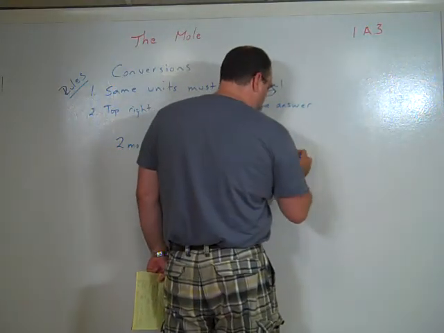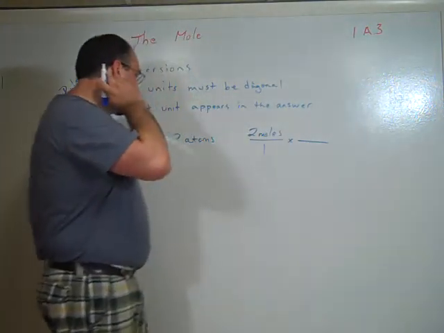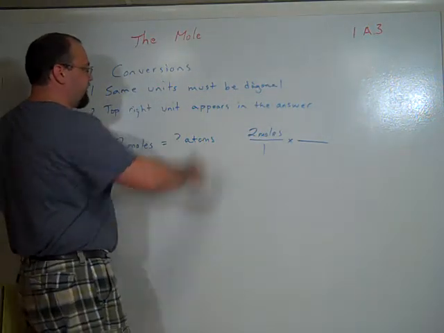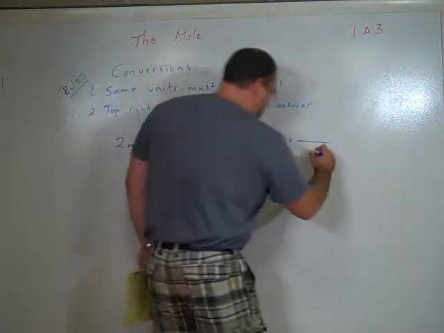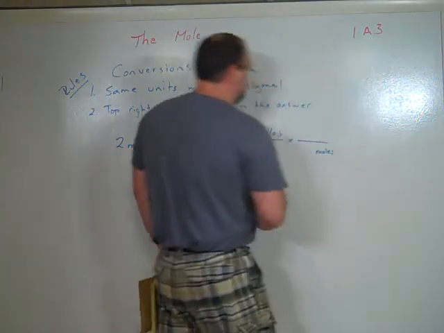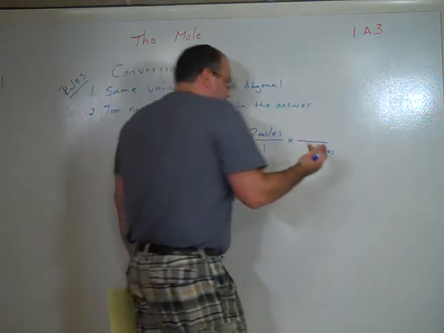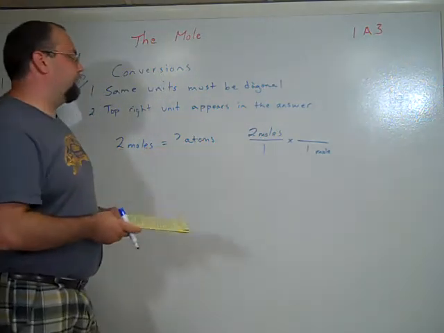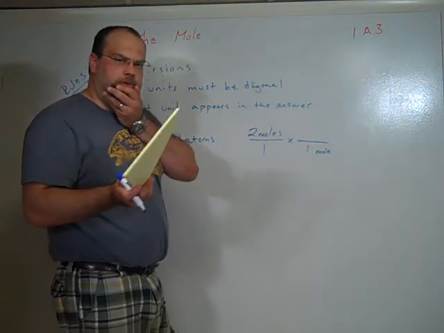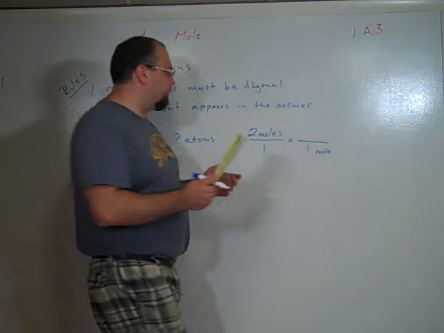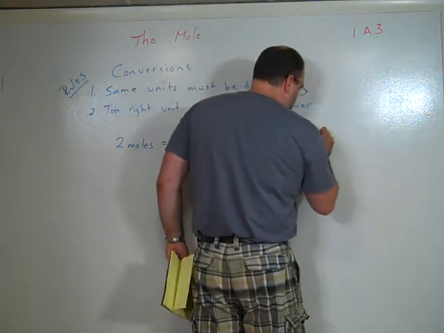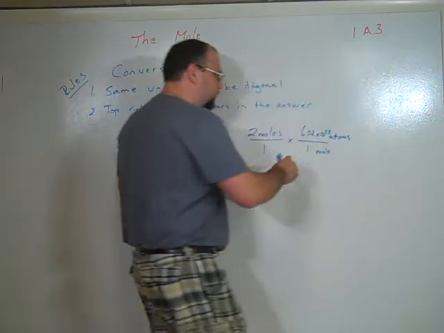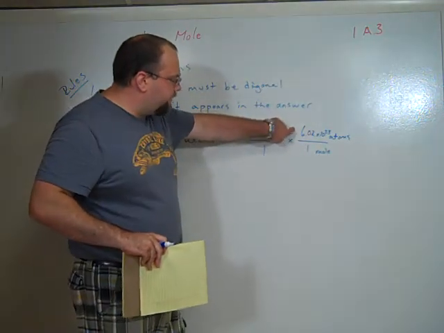So 2 moles times... need another fraction. Okay, well, I gotta look back here. All right. Well, the same unit must be diagonal. Okay, well that helps. So I know moles has to go down here. It's probably gonna be 1 mole. I'm looking for atoms. Well, I know Avogadro's number is 6.02 times 10 to the 23rd atoms in 1 mole.